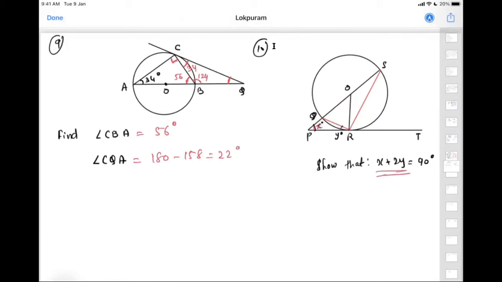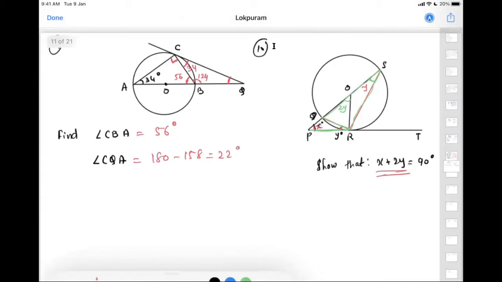So what will I do? This is Y, so I can say this is also Y, because of the angle in an alternate segment. See, this angle is the angle made by the tangent and chord, which is equal to the angle formed in an alternate segment. Now this is Y, so I can say this is 2Y. Angle at the center is double the angle on the circumference.